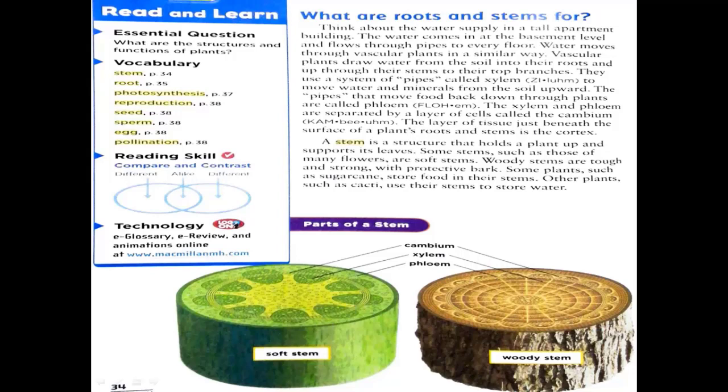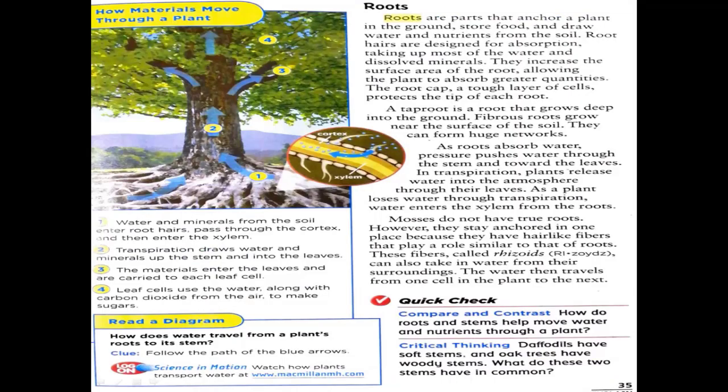So the xylem and the phloem are separated by a layer of cells called cambium. You can see here the xylem and the phloem, separated by the layer of cells we call cambium. So these are the parts of the stems. Also, you can say something here about the roots.